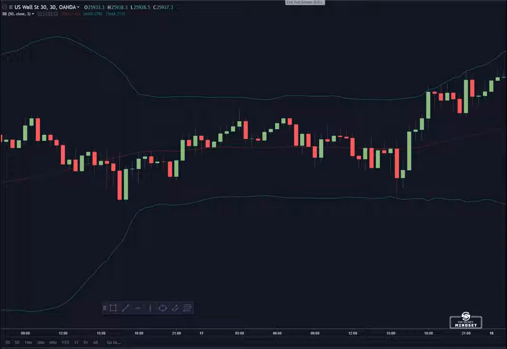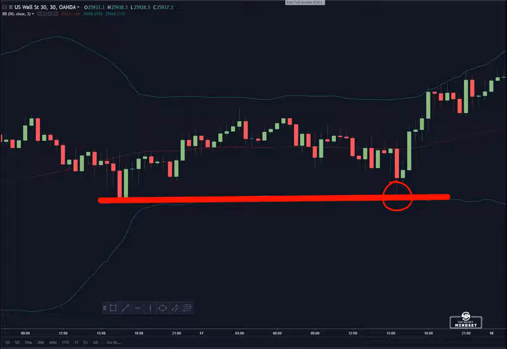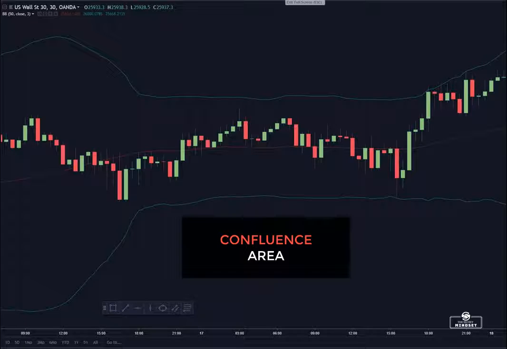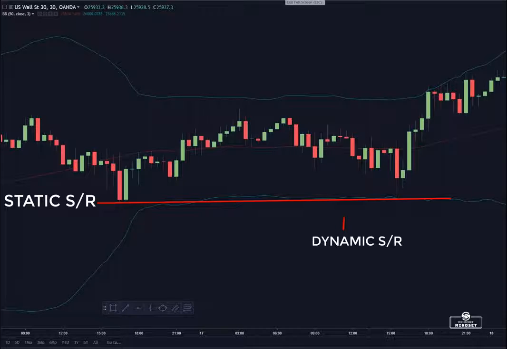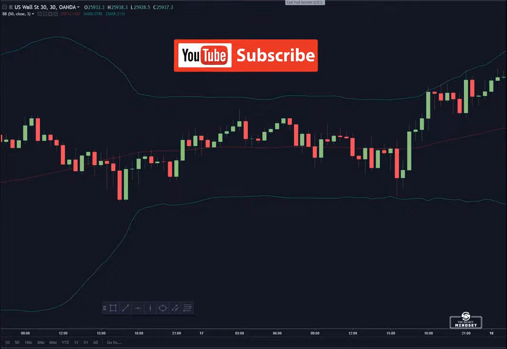Here's the Dow Jones Index with the same pattern. Here we have a perfect buy at the lower band. Observe how the price stopped right at the previous support level, which formed an area of confluence with the lower Bollinger Band. In this example, we have a static support and resistance and a dynamic one. A very powerful pattern.